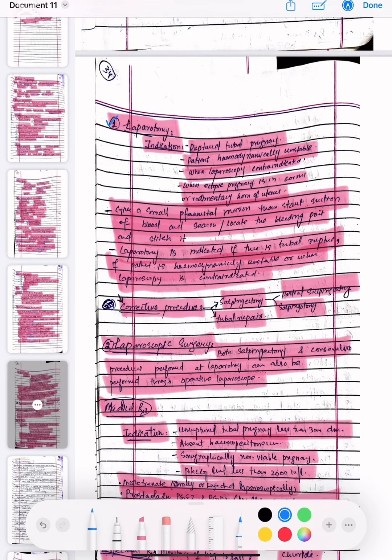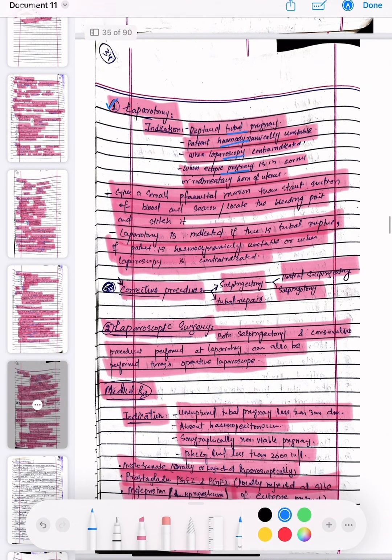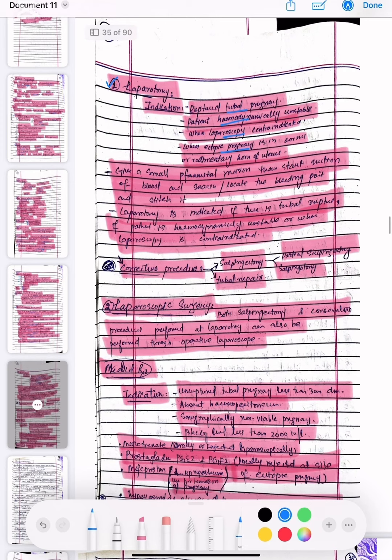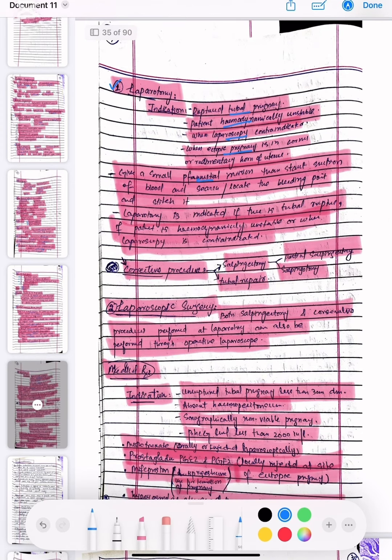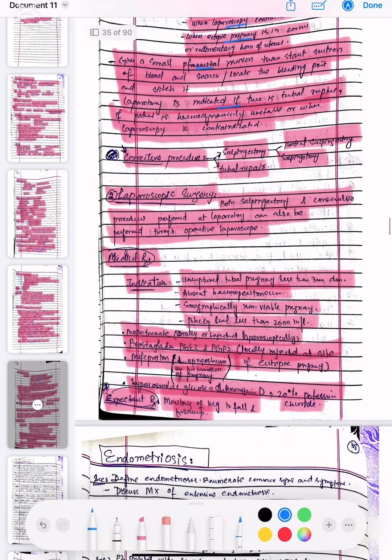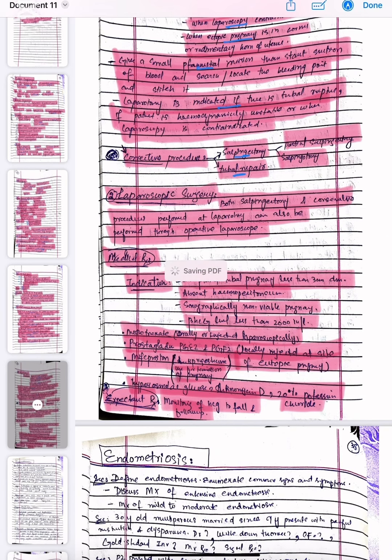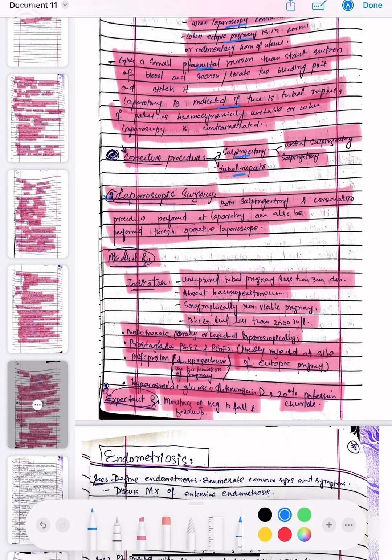Laparotomy is done, which is indicated in ruptured tubal pregnancy and a hemodynamically unstable patient. Laparoscopy is contraindicated when the ectopic pregnancy is in the cornua or rudimentary horn of the uterus. Then give small fenestral incisions, and laparotomy is indicated if there is tubal rupture. The corrective procedures are salpingectomy and tubal repair. In salpingectomy, partial salpingectomy and salpingotomy is done. The laparoscopic surgery, total salpingectomy, and conservative procedures performed at laparotomy can also be performed through an operative laparoscope.